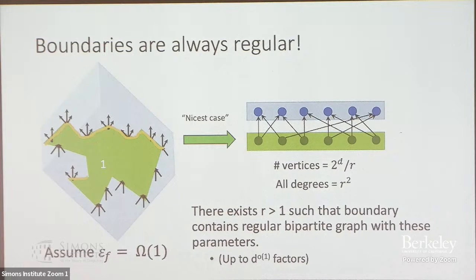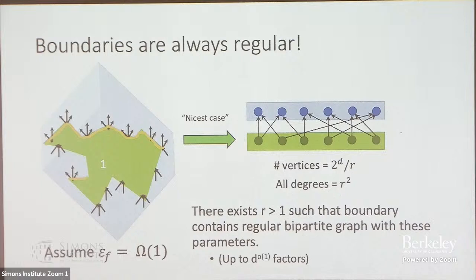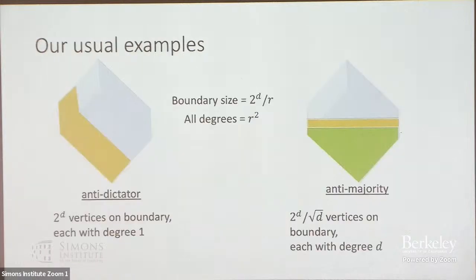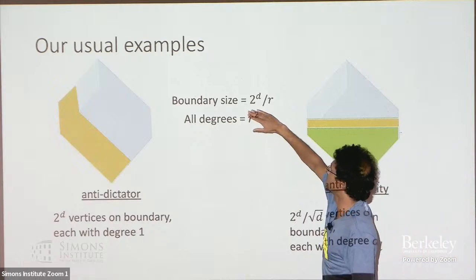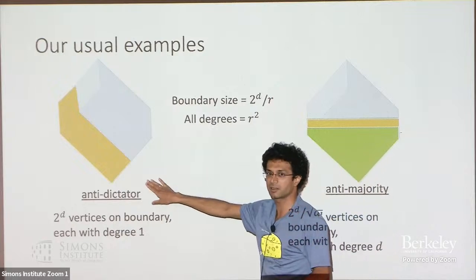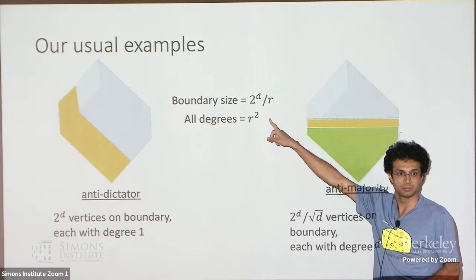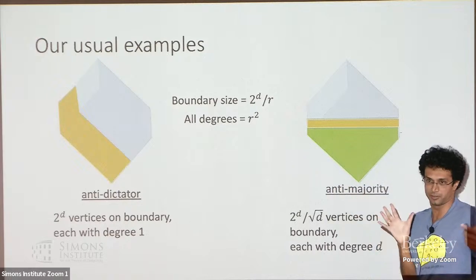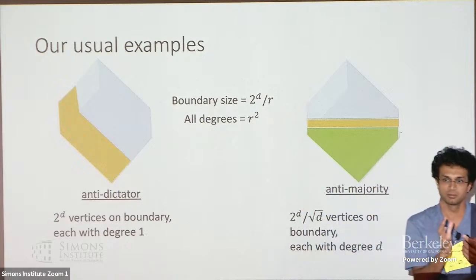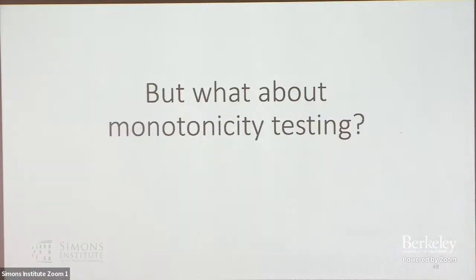So I have 10 minutes left, basically. Let me take maybe just 5 minutes to tell you a little bit about why this implies something for monotonicity testing, and then I'll wrap up with some open questions. Again, just to be clear, the boundary size is 2 to the d divided by r, and degrees are r squared. There always exists an r for which this happens. In the dictator case, r is equal to 1. In the majority case, r is equal to root d. And even if you took a majority of a subset of coordinates, then r would be the root of that subset size. This is true for any Boolean function.